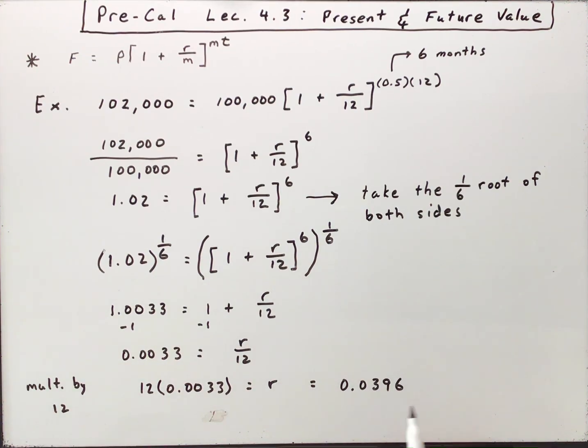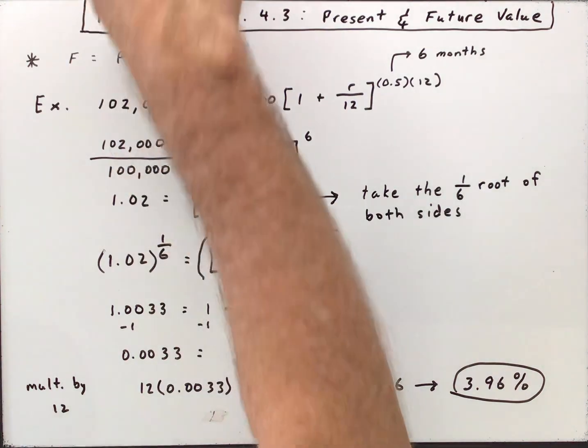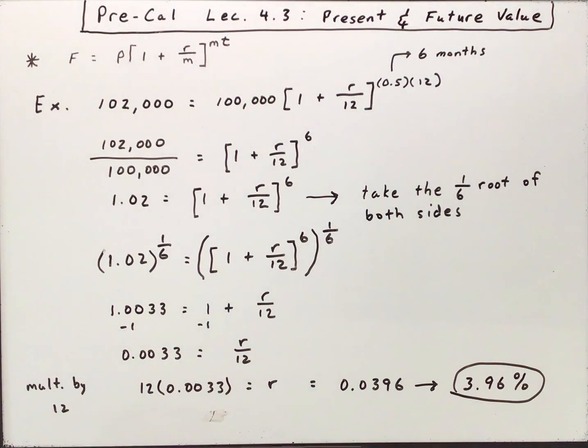But we need to convert that to a percent by multiplying it by 100. So that's going to be 3.96%. We always signify interest rates by percent. So move the decimal place 2 places to the right, and that's your interest rate. All right, so there you go. Pretty cool that we can take the 1/6 root of something really easily with our calculators.